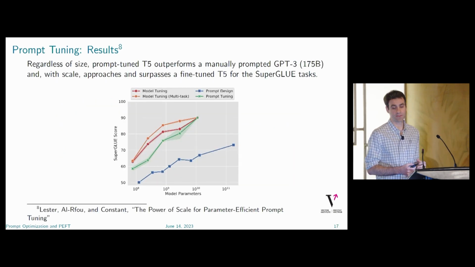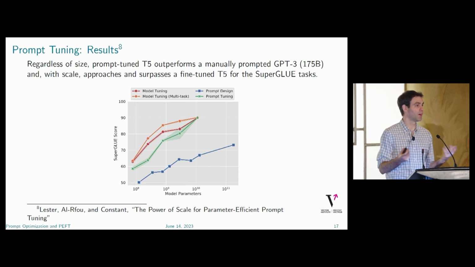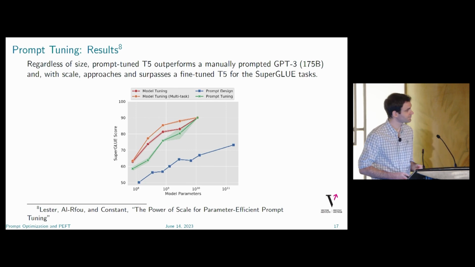For some other tasks, so for the SuperGLUE task, this is from the original prompt tuning paper, you always outperform in-context learning or prompted GPT-3 175B. This is for T5 11 billion, and so it's an order of magnitude smaller than GPT-3 175B. And with scale, as T5 gets larger, your prompt tuning approach, the green line, actually catches up to and surpasses model fine-tuning. And so why not use the really efficient approach rather than fine-tuning these big models?